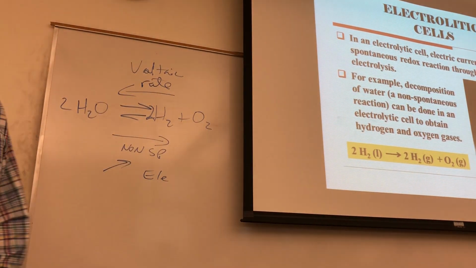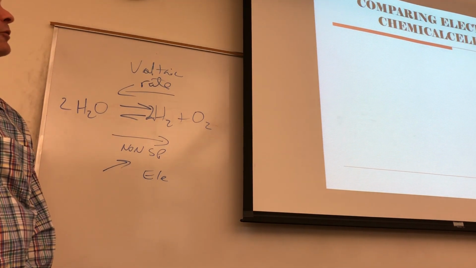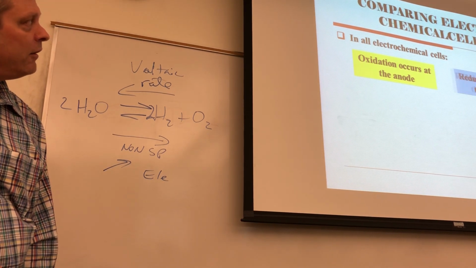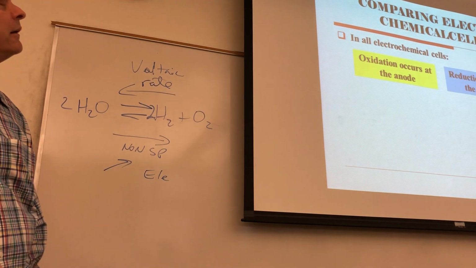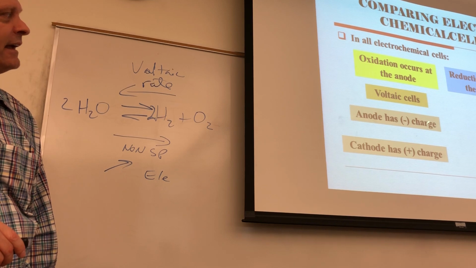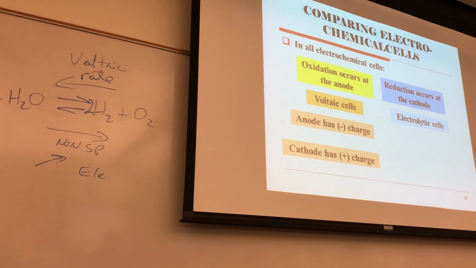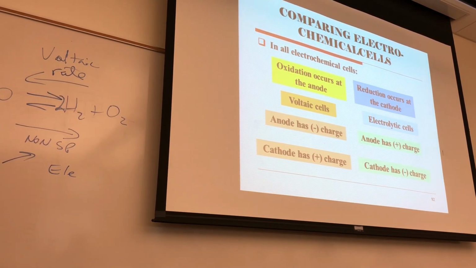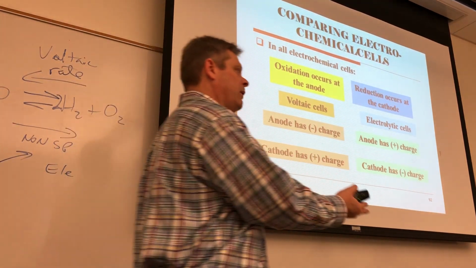And so this would be an example of a non-spontaneous reaction, because I had to put something in to drive it in that direction. Looking at that, for all electrochemical cells, oxidation occurs at the anode and reduction occurs at the cathode. For voltaic cells, the anode has a negative charge and the cathode has a positive charge. But for electrolytic cells, what's going to happen? The opposite, absolutely. I'm driving the reaction the opposite direction with the power supply moving it that way.